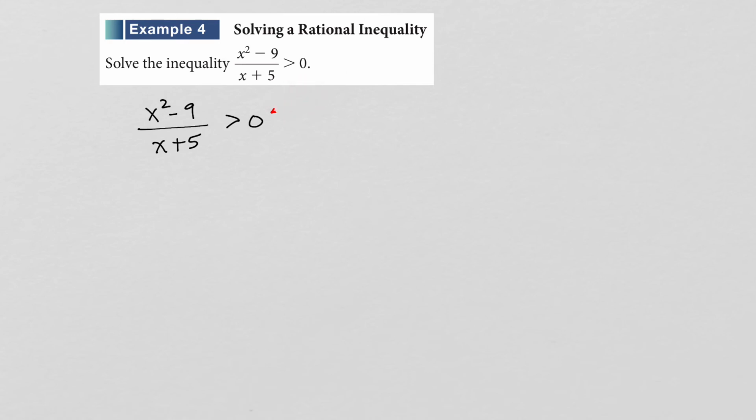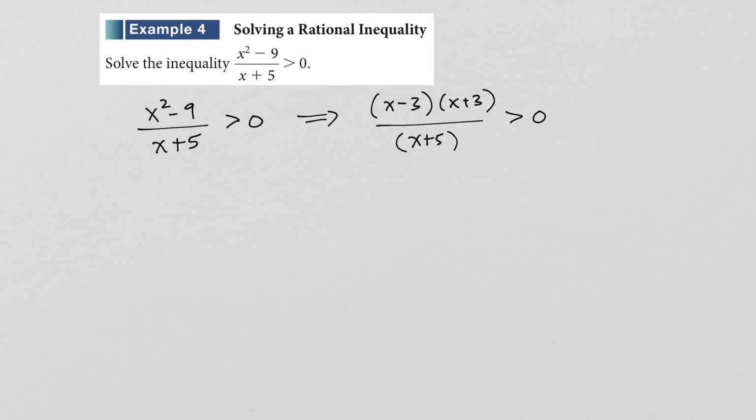And so what we're going to do now is just factor the numerator and the denominator of this fraction. So x squared minus 9 factors into x minus 3 times x plus 3, and x plus 5 is already factored.